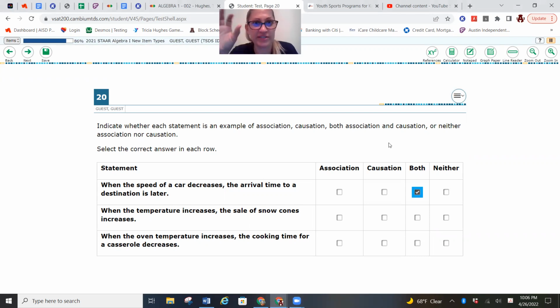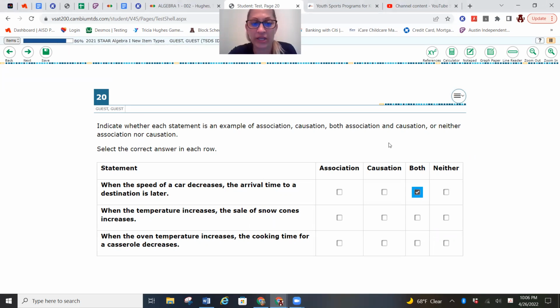Association means, are these even related? Does the speed of your car relate to how long it takes you to get there? Yes. Causation: if I go slower, it takes me longer. Yes, that makes sense, so those are related. Now, I wonder if we consider traffic. If there's traffic, I have to go slow, and my time takes longer. So yes, both.